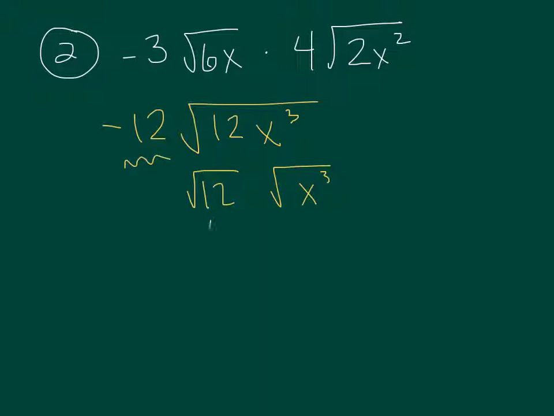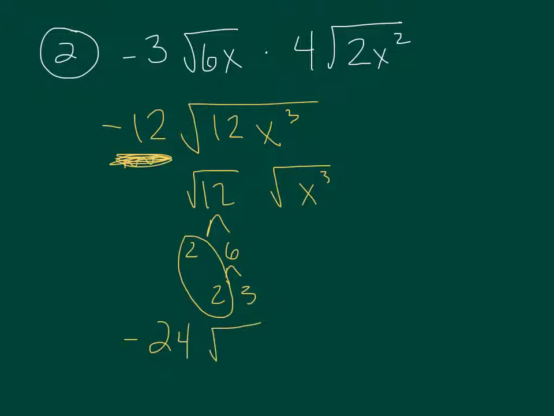Okay, so the square root of 12, you have 2 times 6, 2 times 3. Remember, we're looking for pairs. So we have a pair of 2s. 2 goes on the outside. Remember, don't forget about this. So 2 times that negative 12 makes negative 24. That leftover 3 goes back inside the radical.